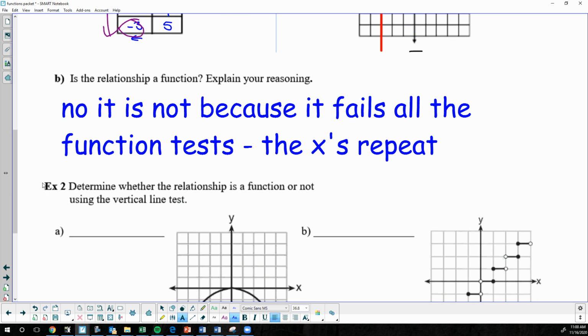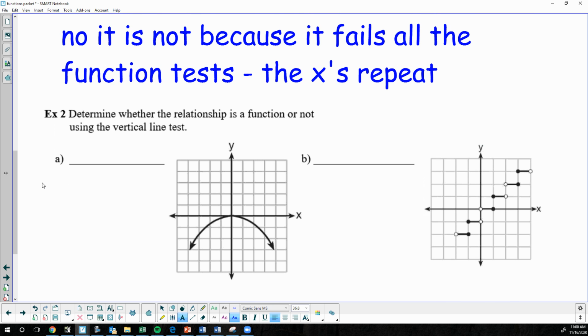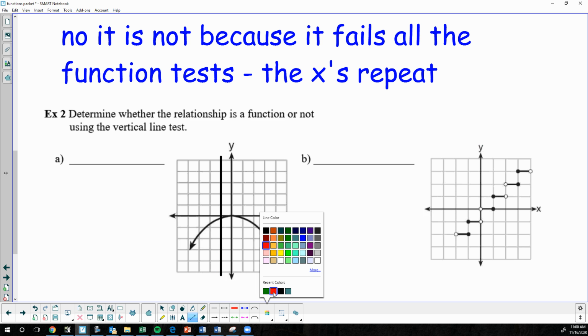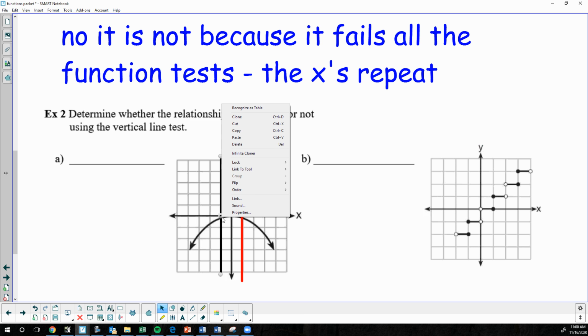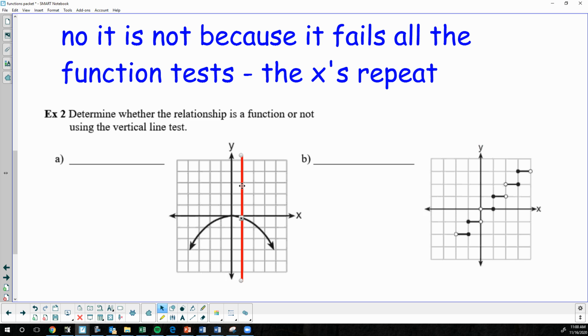All right, example 2, we are just going to test each one of these. All right, vertical line test. So you need to draw a line through your, let's do it this way. I'll just keep it red. I think that's easier to see. Let me get rid of this. Okay, so we're going to take this vertical line. We're going to draw it through both of them. And we're going to talk about whether or not it is or is not a function.